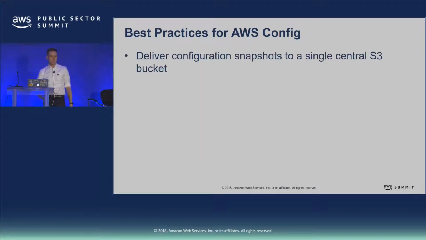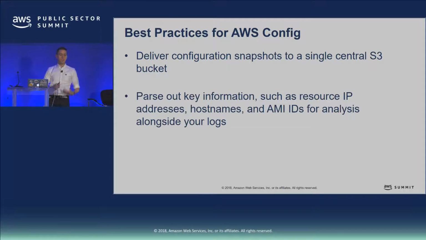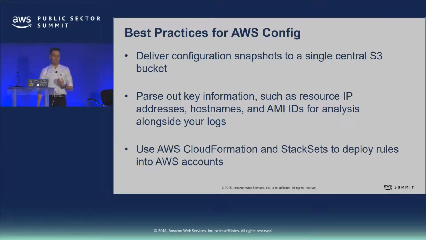Best practices. Again, same as CloudTrail, deliver config snapshots to a single S3 bucket. Parse out key information, resource IPs, host names, AMI IDs. This is going to give you information of what the current state of my environment is. And then use CloudFormation and StackSets to automate the configuration and deployment.